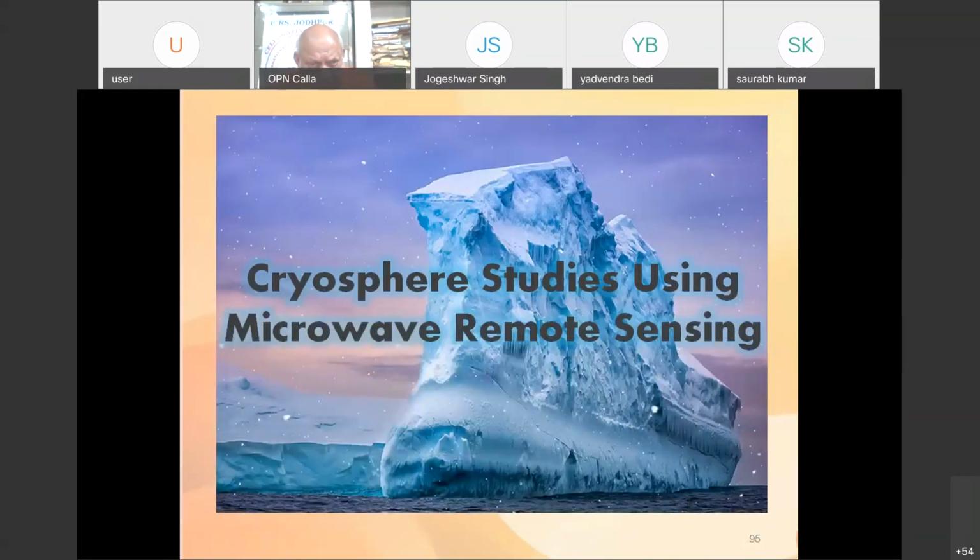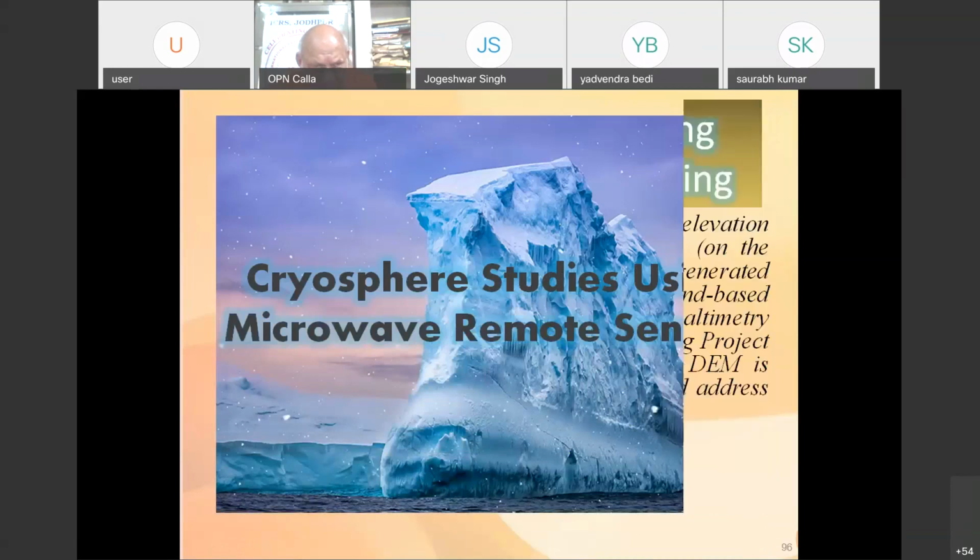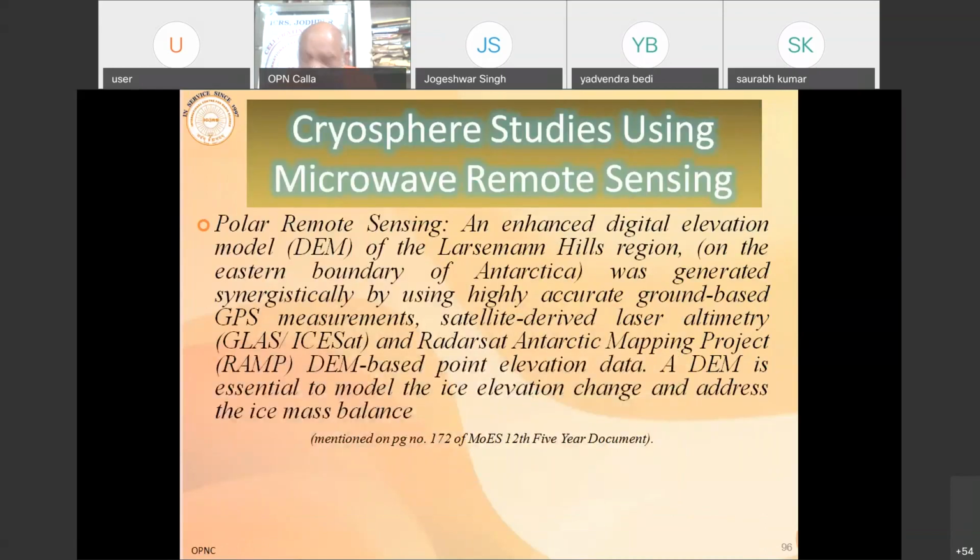Then we study the cryosphere using remote sensing. In cryosphere studies, we basically use the digital elevation model. GPS also we use for this purpose. Basically, the DEM-based point elevation data. And it is essential to model the ice elevation change and address ice mass balance.